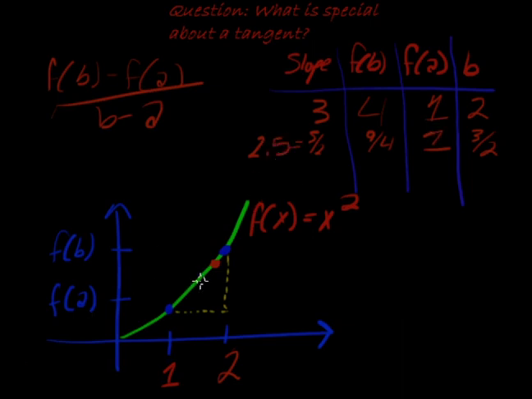And if I were going to continue to do this, get even closer, let's say 1.25, 1.1, you'd find that these slopes are getting closer and closer to a number. And that number is the slope of the tangent line, which in this case is 2.